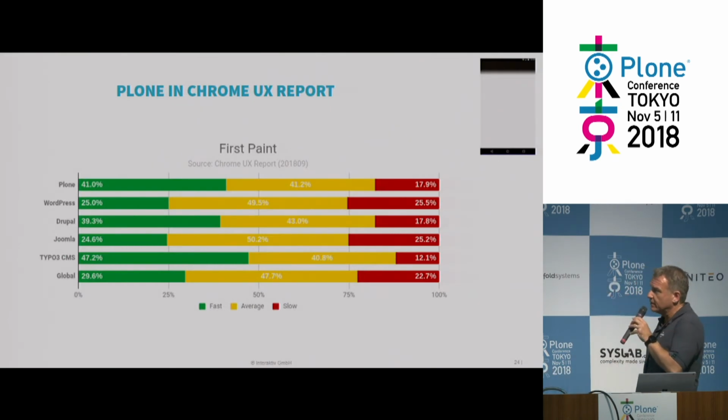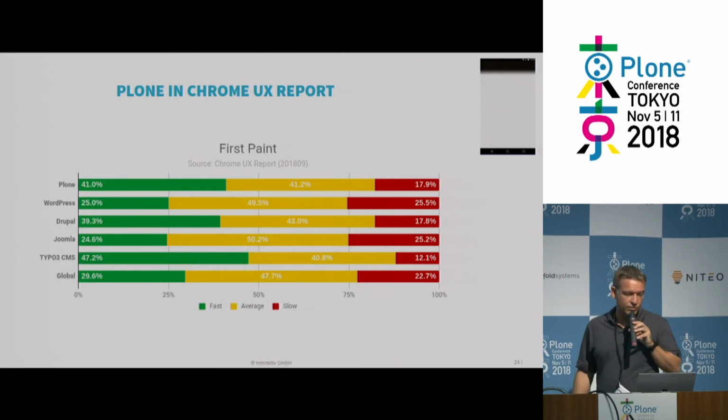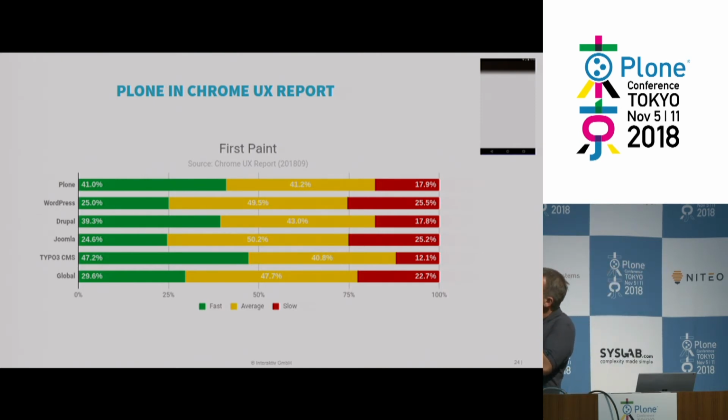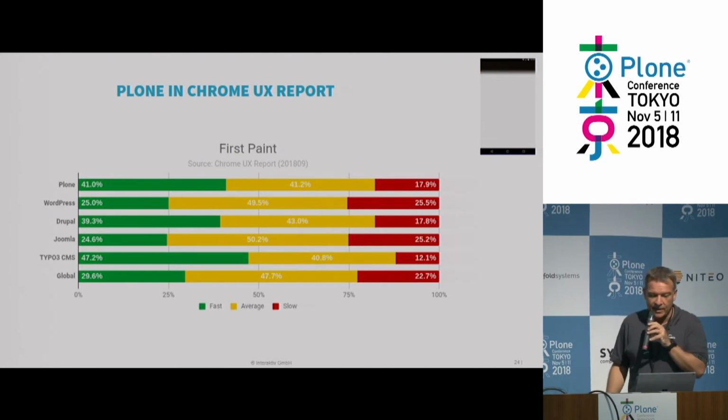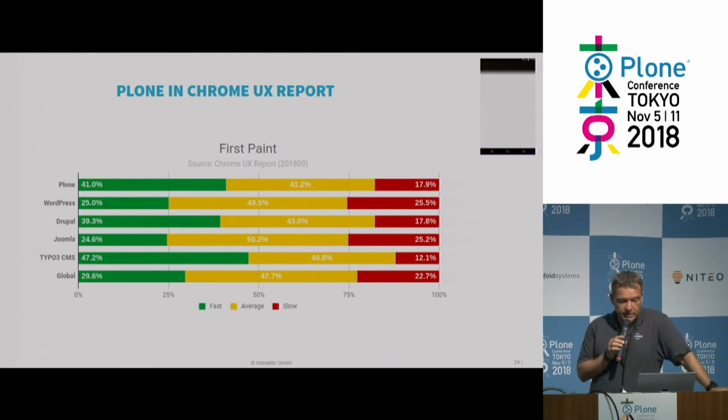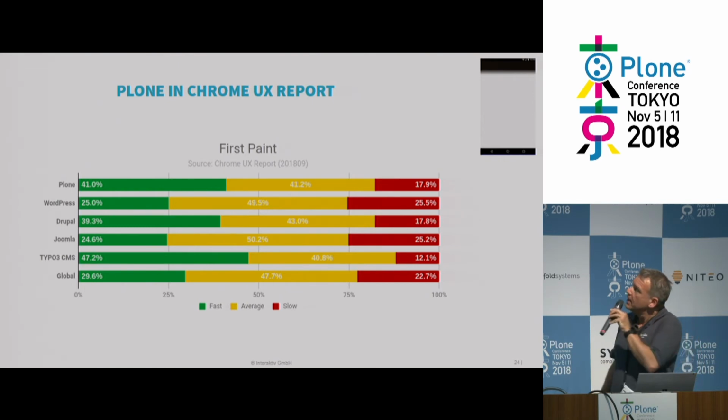That's the result of our analysis. We compared Plone to WordPress, Drupal, Joomla, Typo3, and then the global value. The result is for first paint on this picture, so that would be what you see on the right-hand side in the upper corner. That's the first paint. The colors, green, yellow, and red, are the measures from Google's PageSpeed Insights, how they consider a page to be fast or slow. And you see that Plone doesn't perform too badly there.